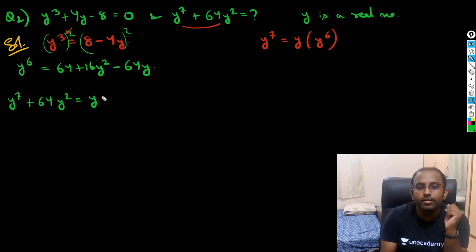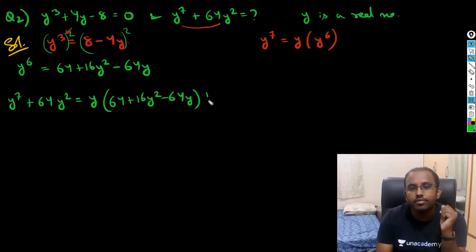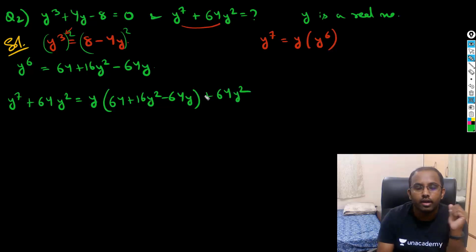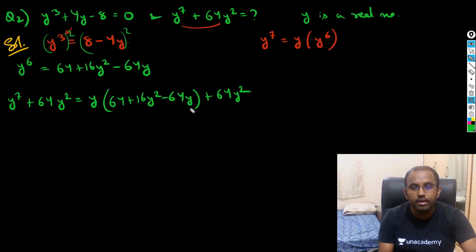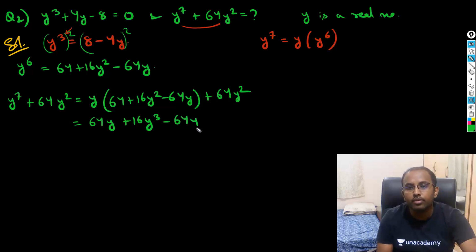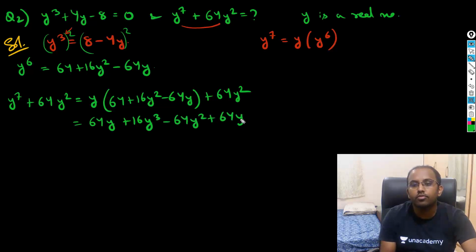Y into y6, that is y into 64 plus 16y square minus 64y plus 64y square plus 64y square, correct? And if I see the values, I can just cancel it, right? This 64y square, if I break it, it becomes 64y plus 16y cube minus 64y square plus 64y square, and these two values will get cancelled.